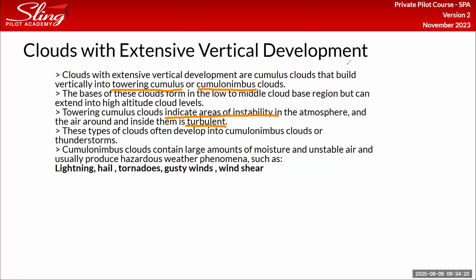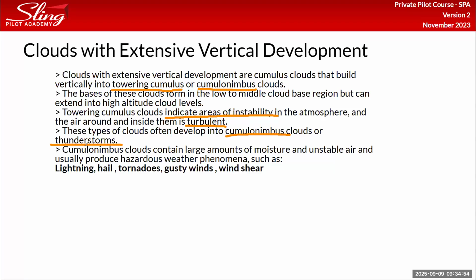Again, being able to identify clouds visually and know what weather is associated with them will help you, because if you see a cloud with extensive vertical development, a towering cumulus cloud, do you want to fly through that cloud? Probably not. It's extremely turbulent around and inside the cloud. So flying through it, you can expect a lot of turbulence. And they often develop into thunderstorms.